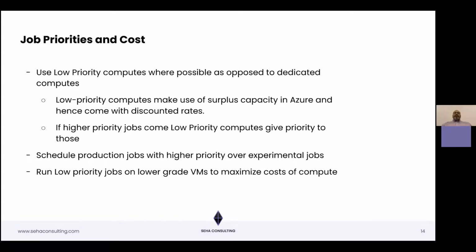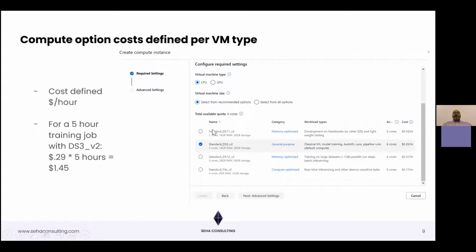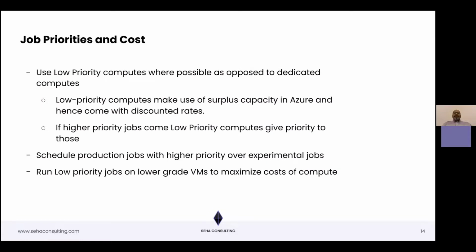So next, we're talking about job priorities and cost. Microsoft gives you the option to set up low priority VMs. They have a quota separate from dedicated quotas, which give you options per VM family, right? Like we showed earlier, when you're setting up a compute, you have the option to select a standard DS 312. You also have the option to select low priority computes as opposed to dedicated computes.